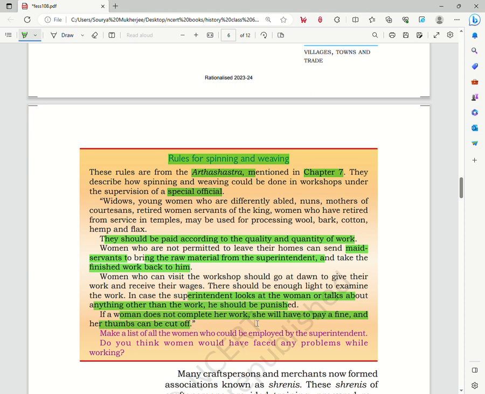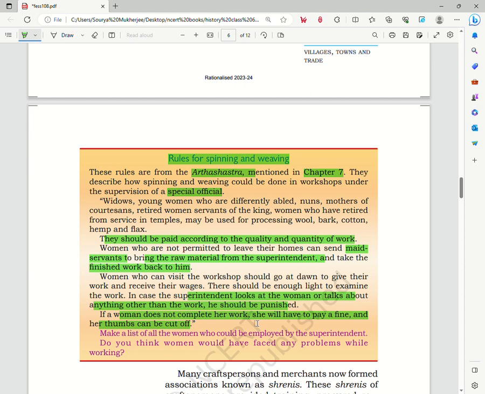So we see that there are rules such as when the worker has to go to work in the morning and then receive the wages accordingly. And it also mentions that there should be sufficient lighting inside the workshop so that the work could be examined, and also says that if the superintendent, if he is male, looks at the women who are working in the workshop in a bad way, or talks about something that is not related to the work, that person could be punished.